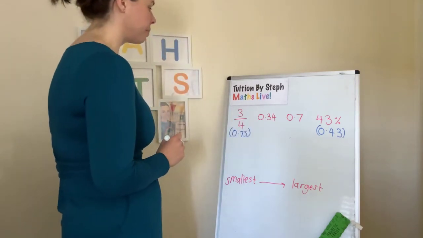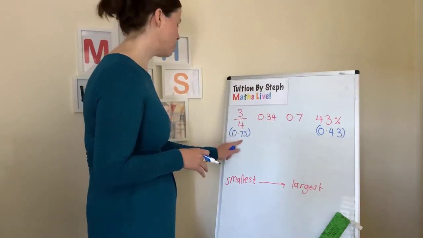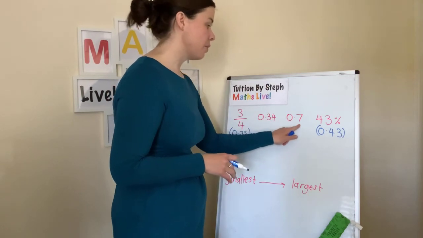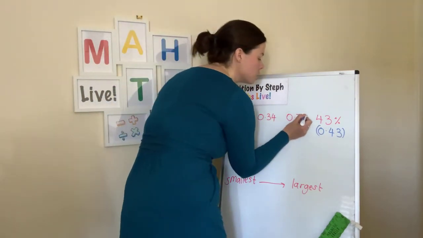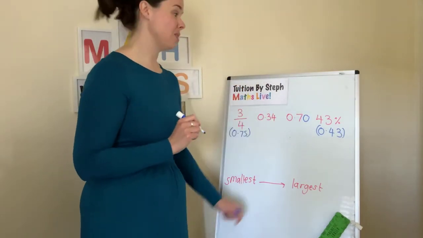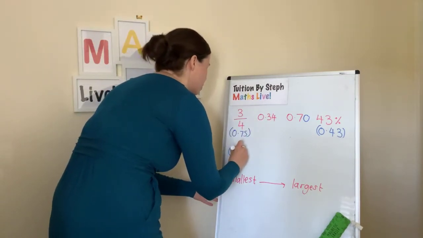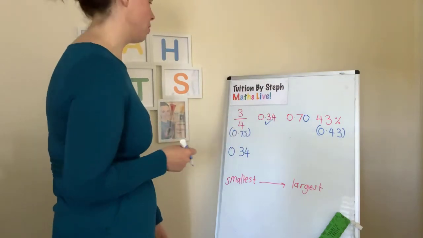Okay. So now we need to put them in order from smallest to largest. So I've got 0.75, 0.34, 0.7. Now, can you see all of them have got 2 digits? You could put a sneaky second 0 on there so it looks like 70. So the smallest is 0.34. Okay, done. Tick it off, you know you've got it.